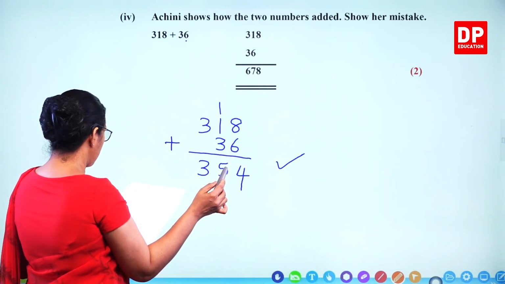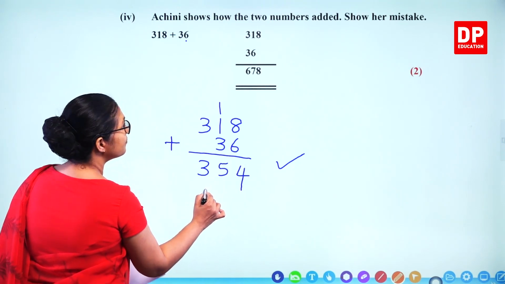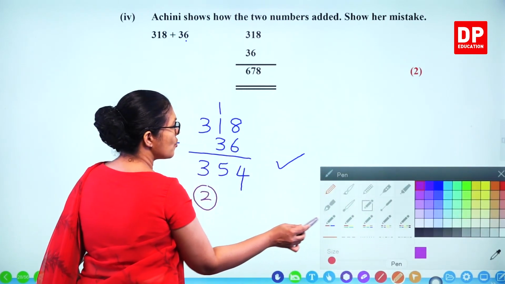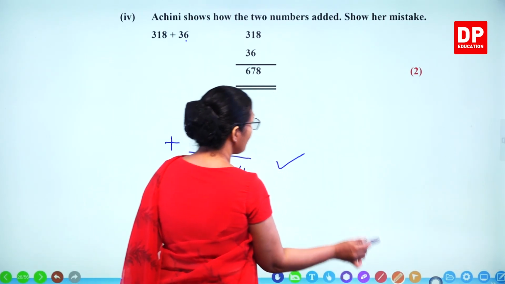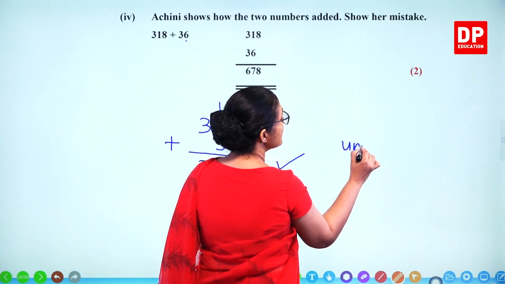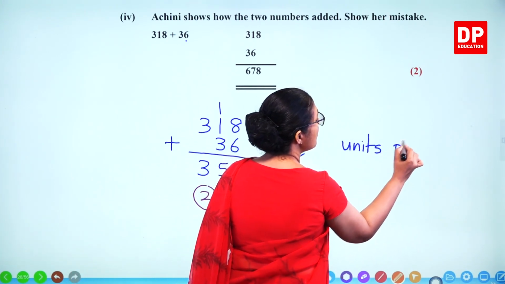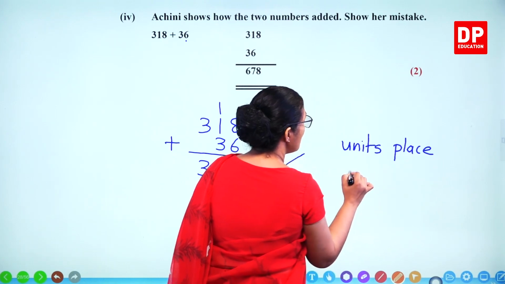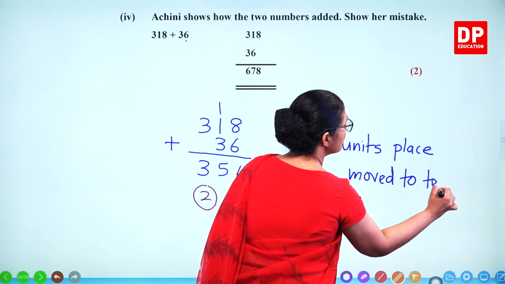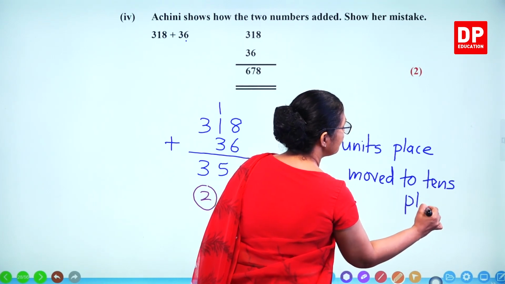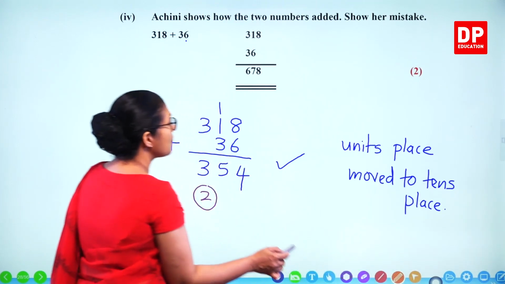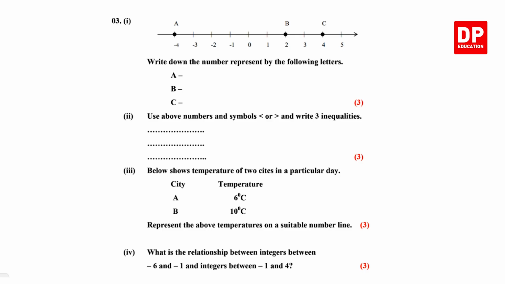So you get 2 marks. So you can write in words. So you can write down the units place, move to tens place. That's the mistake. So we gave 2 marks.